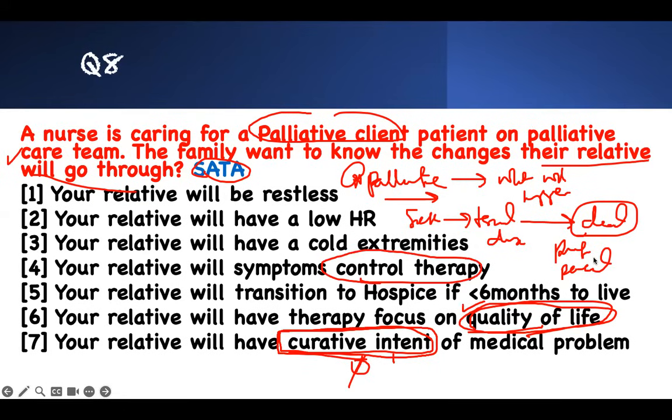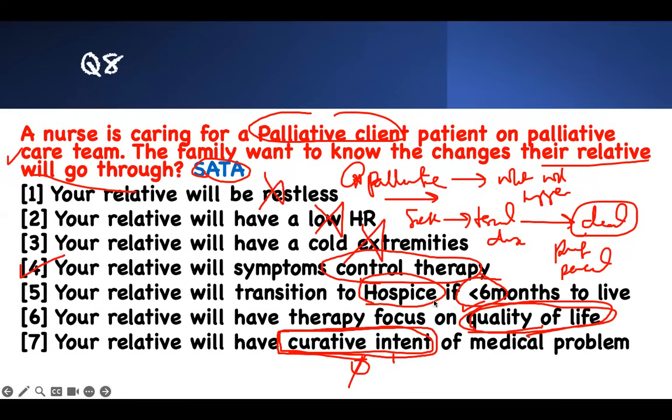If you're going to live less than 6 months, we send you to hospice, so that you can go to a place where you can die peacefully. We don't cause any harm. Therefore, "your relative will be restless" is wrong. "Your relative will have a lower heart rate" is wrong. "Your relative will have cold extremities" is not. It's all comfort care. You have symptom control therapy, excellent.